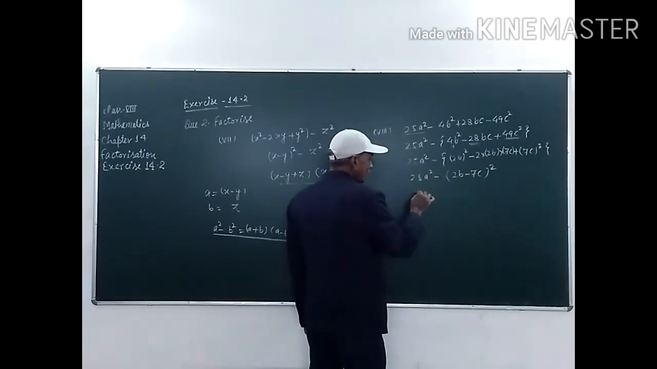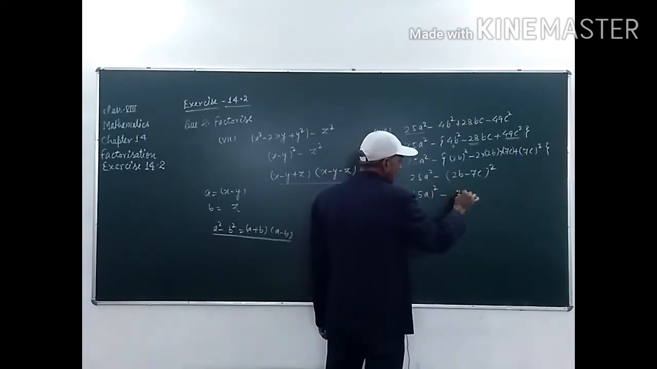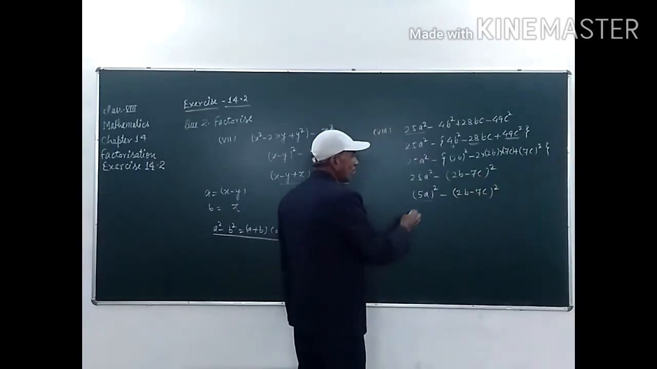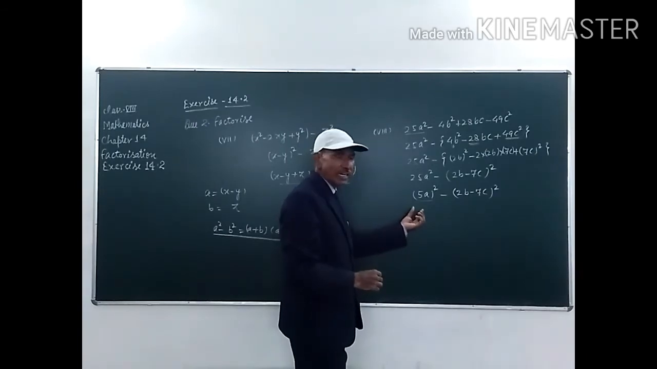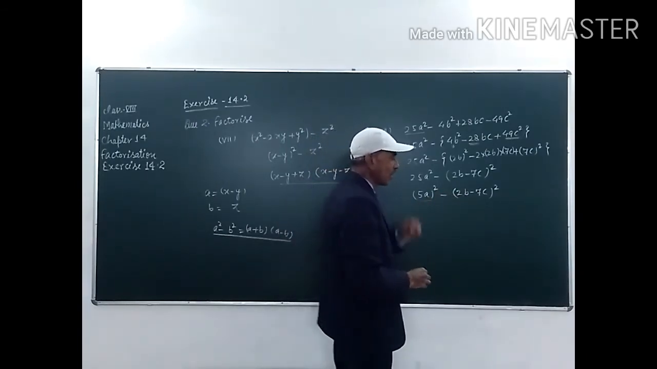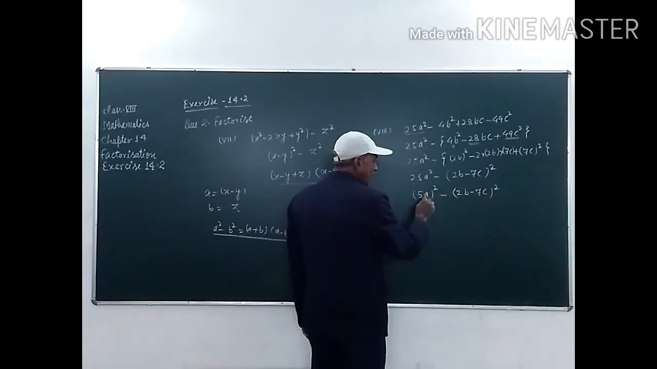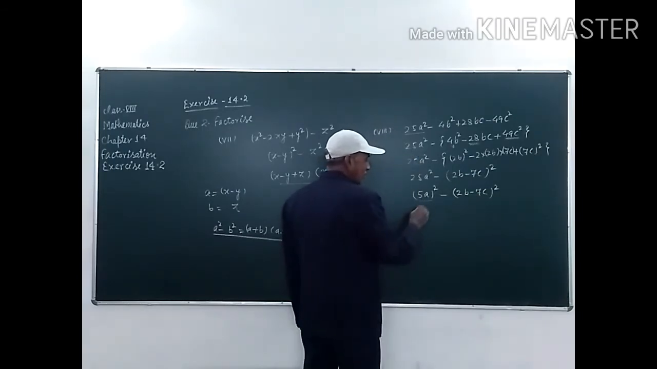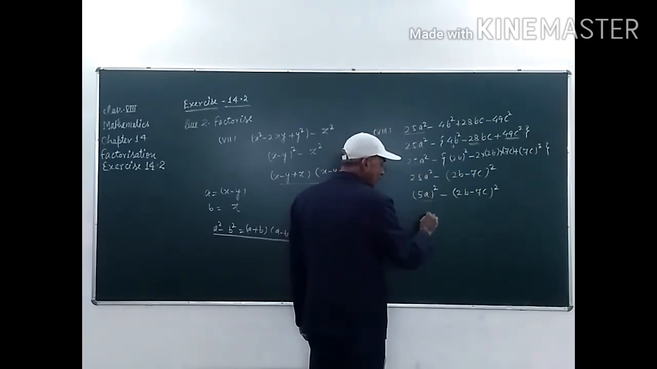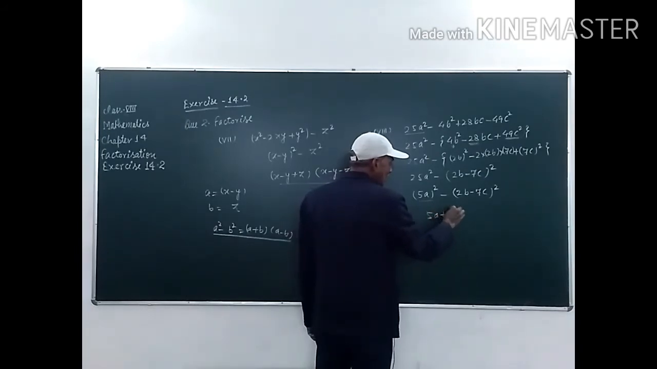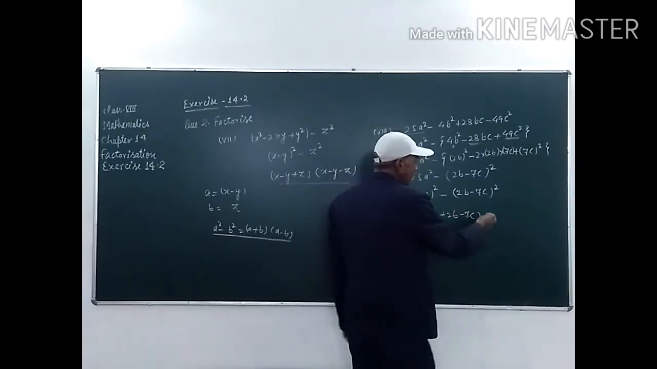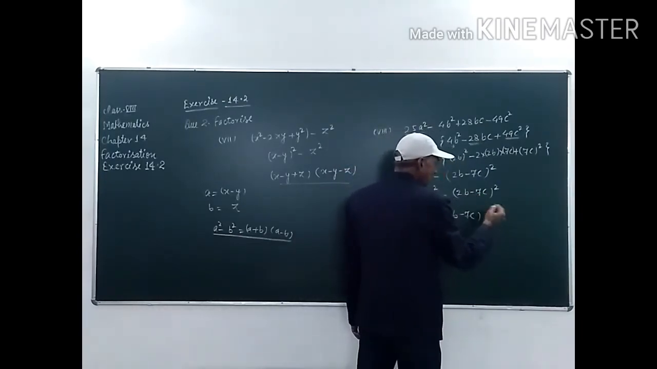Now this one will be 5a whole square minus 2b minus 7c whole square. Now if we compare this expression with the identity a square minus b square, we find that 5a is equal to a and 2b minus 7c is equal to b. So it will be a plus b, first 5a plus 2b minus 7c in one bracket, and in another bracket it will be a minus b.